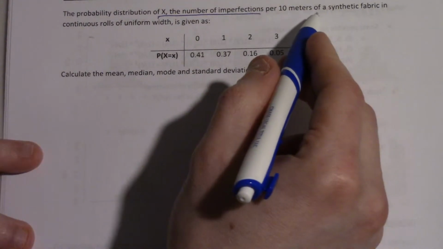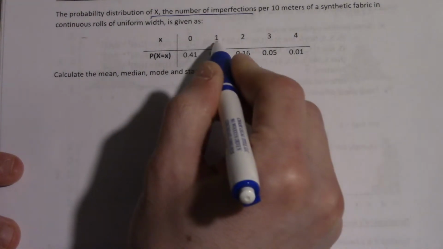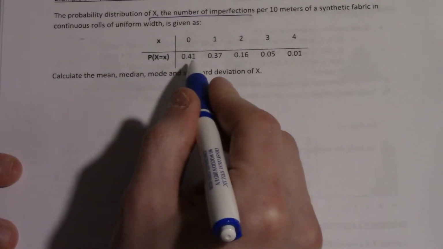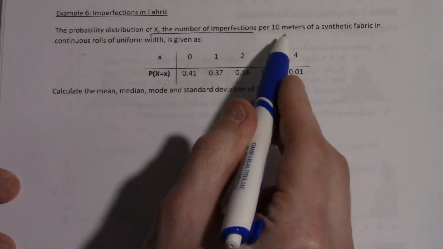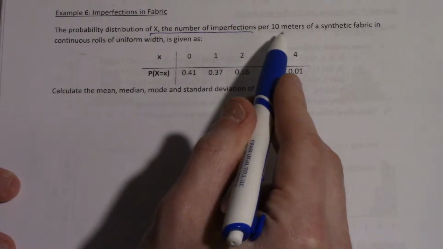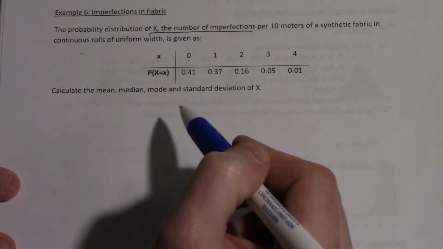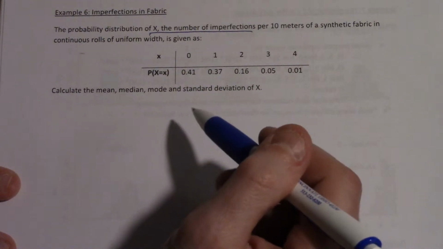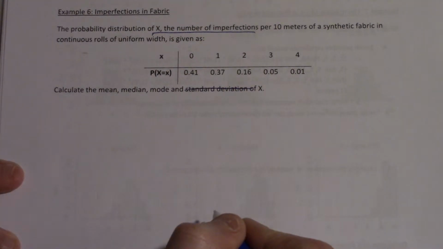Within any given length of fabric, we could have no problems, 1 imperfection, all the way up to 4 imperfections. And we're given each of their probabilities. So in 41% of our sampled sections of the 10-meter chunks we look at, 41% of them will have no errors. 37% will have 1, etc. So we want to find the mean, median, and mode, and we'll skip standard deviation.